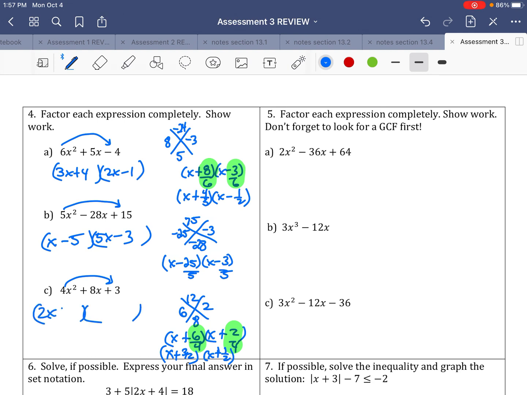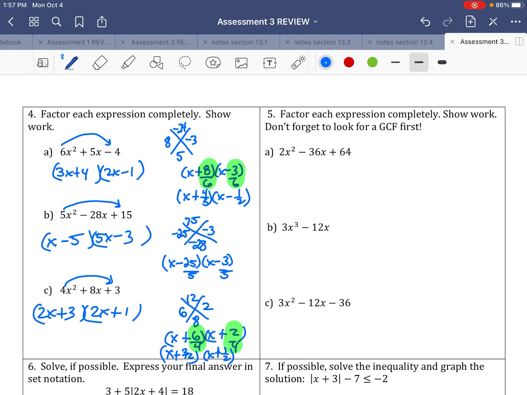So I need 2x plus 3 and 2x plus 1. And check everything out. 2x times 2x, there's my 4x squared. The outside is 2x, the inside is 6x, so that's why I'm getting 8x, and 3 times 1 is 3.